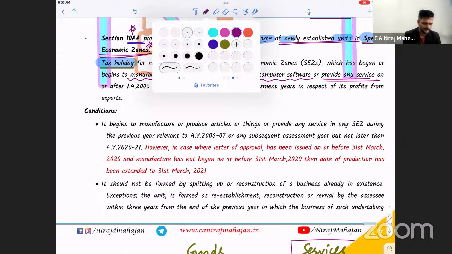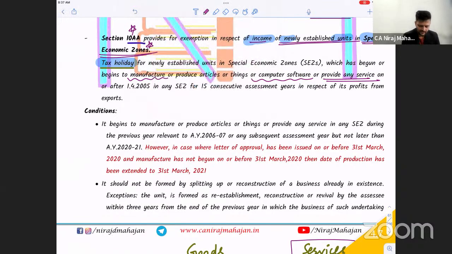Because the problem used to happen is, why have they given so much clarity? Because computer software, is it supply of goods or supply of services? This was a very big challenge, or it was always a debatable matter. Supply of computer software, is it a good or is it a service? There are many different examples where there is a debate whether it falls under goods or services. But here they have given the clarification.